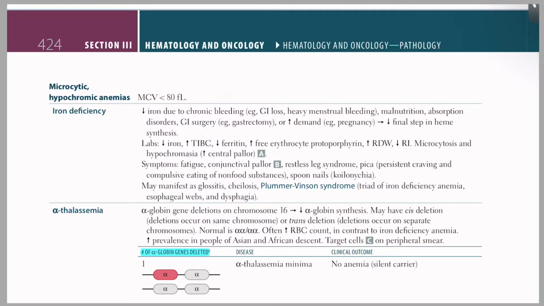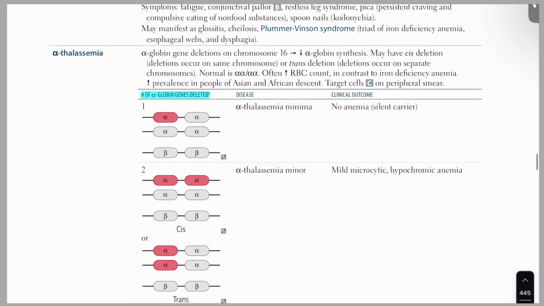May manifest as glossitis, cheilosis, Plummer-Vinson syndrome, a triad of iron deficiency anemia, esophageal webs and dysphagia. Alpha thalassemia: alpha globin gene deletion on chromosome 16 leads to decreased alpha globin synthesis. May have cis deletion, where the deletion occurs on the same chromosome, or trans deletion, where the deletion occurs on separate chromosomes.